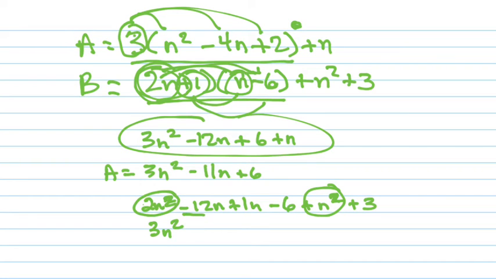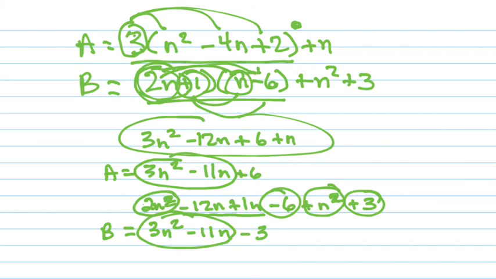All right, negative 12n plus 1n is negative 11n. Okay, and negative 6 plus 3 is what? Negative 3. Now that we've cleaned them up, do they look similar? They're not quite equal, but parts of them are, aren't they? Which things are the same? The first 3.